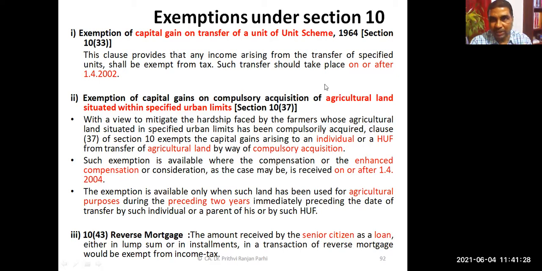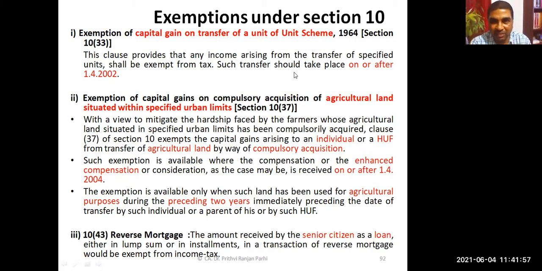Now coming to Section 10, as you can see, there are three types of exemption. One is Section 10(33), second is Section 10(37), and Section 10(43). First, Section 10(33) says: exemption of capital gain on transfer of units under the unit scheme 1964.